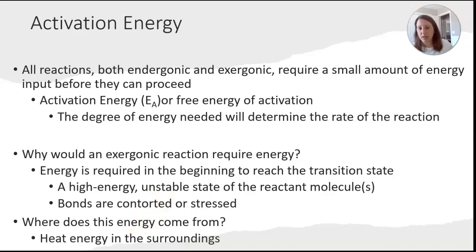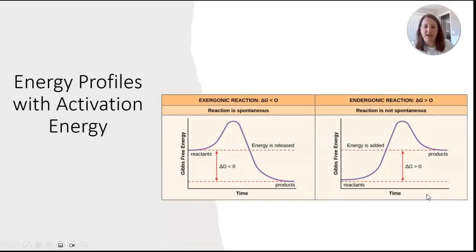So where does this energy come from? It comes from heat in the surroundings. Okay, and so let me show you an energy profile now. This looks a little bit different. This is an energy profile showing activation energy. So on the left, I have an exergonic reaction. So again, if we compare reactants and products, there's still a negative change in G value. Okay, so it's still a spontaneous exergonic reaction. However, this initial bump here, that's the activation energy.